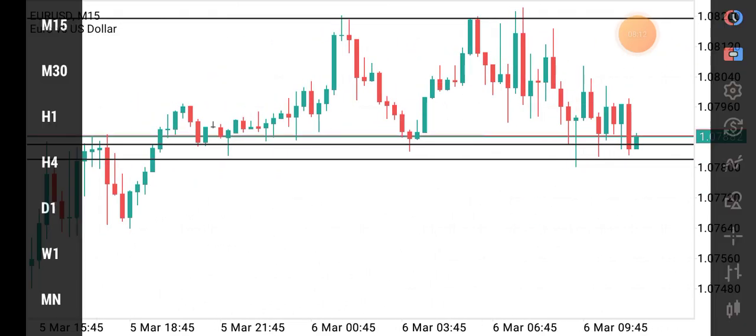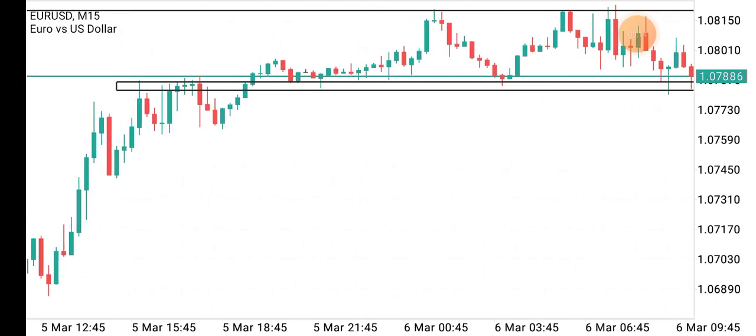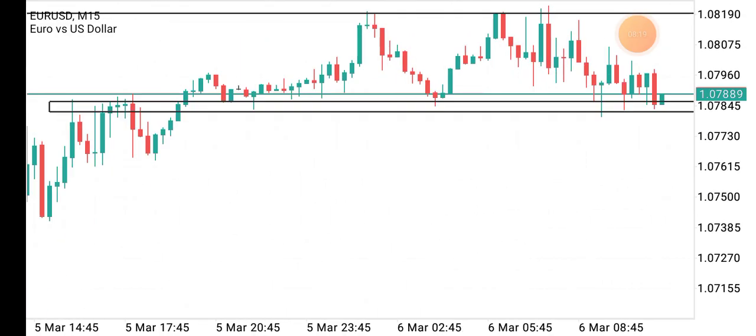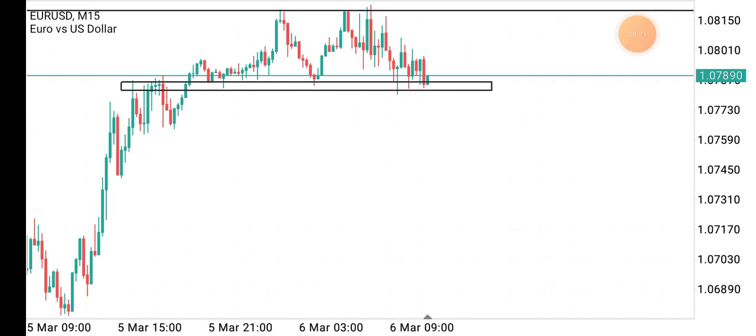To make sure you confirm the market is ready to buy or not before you start buying. Make sure you confirm the market is ready to sell before you start selling. And your entry is very important. You have to be careful with your entry.